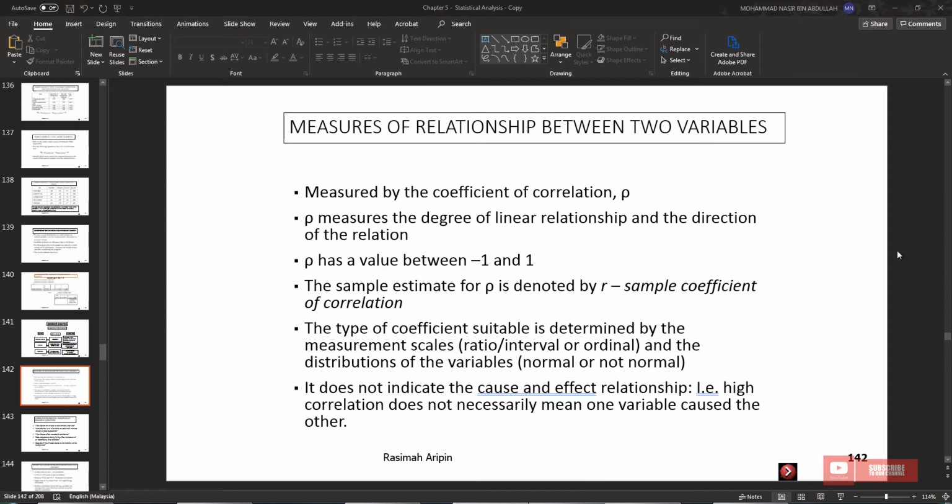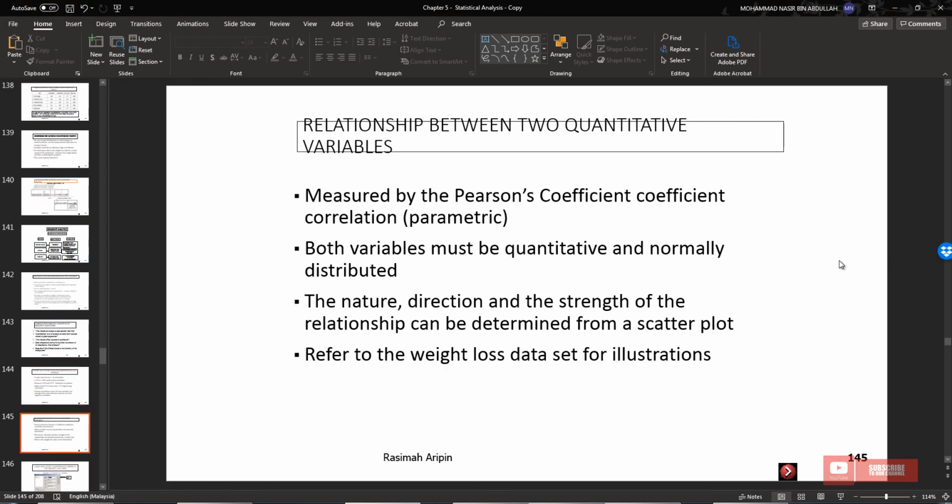Any questions so far before you move to the one-way ANOVA? Where is my one-way ANOVA?